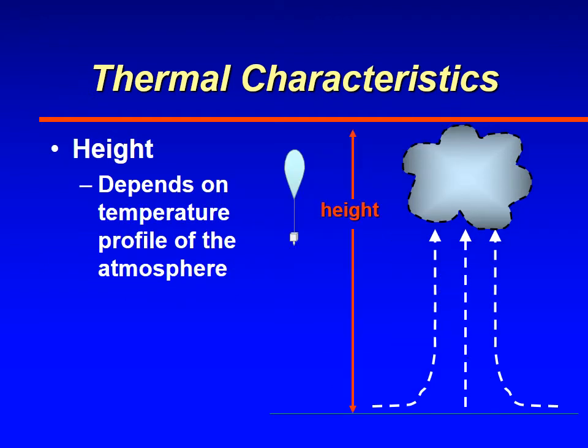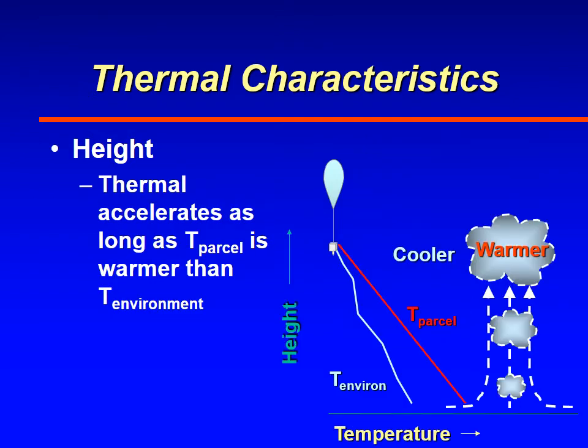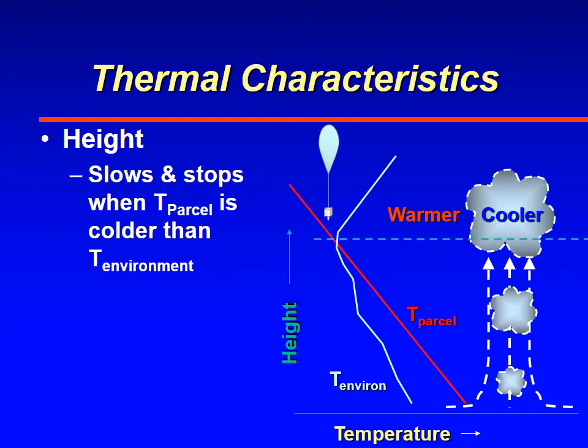And then how high the thermal goes depends upon the temperature profile of the atmosphere. In other words, thermals continue to rise as long as the temperature inside the thermal is warmer than the environment or the surroundings. Inside the thermal, if it's warmer, it means it's less dense than the surroundings, and it continues to rise until a point where the temperature of the parcel equals the temperature of the environment. At that point, since the temperatures are equal, that means that the air density inside the parcel or the thermal is equal to the air density outside. So it's not buoyant anymore.